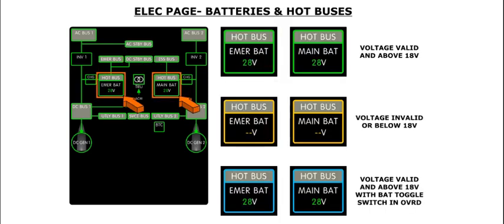The batteries and their associated hot buses are paired together in a square. Notice that the associated battery voltage is indicated by a numerical value followed by the letter V. A green outline indicates that the associated battery voltage is above 18 volts. If the voltage drops below 18 volts, the battery and hot bus icon is outlined in amber. A blue outline indicates that the battery voltage is greater than 18 volts, and the battery toggle switch is in the override position.